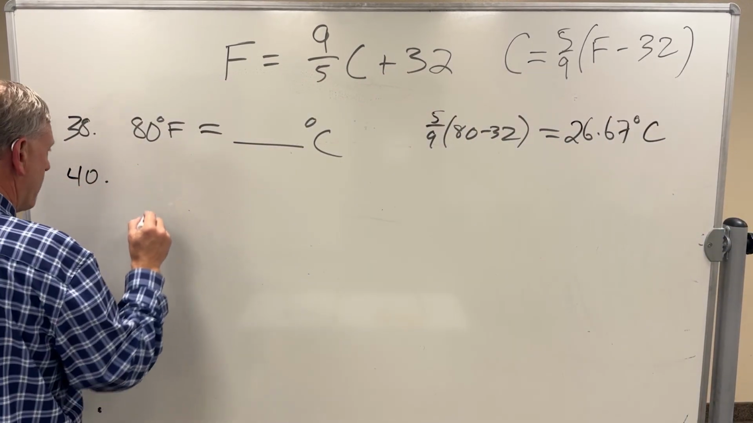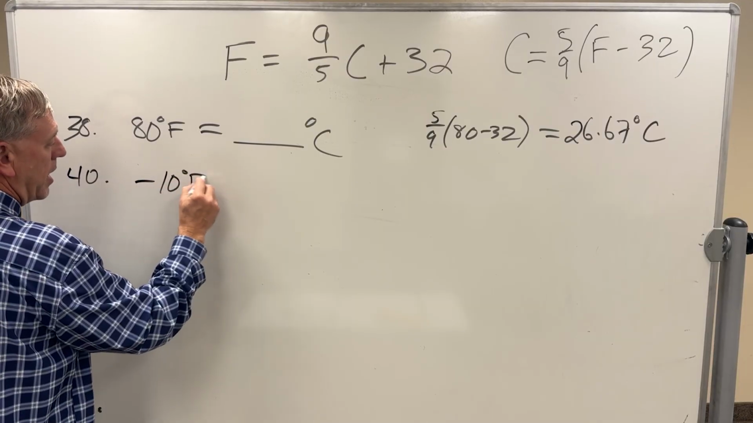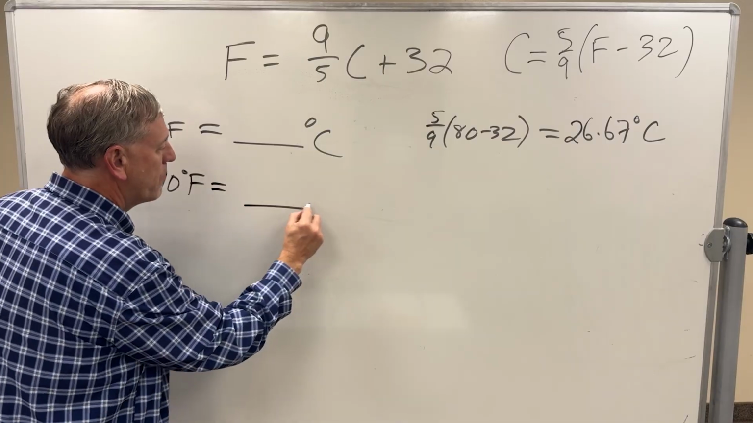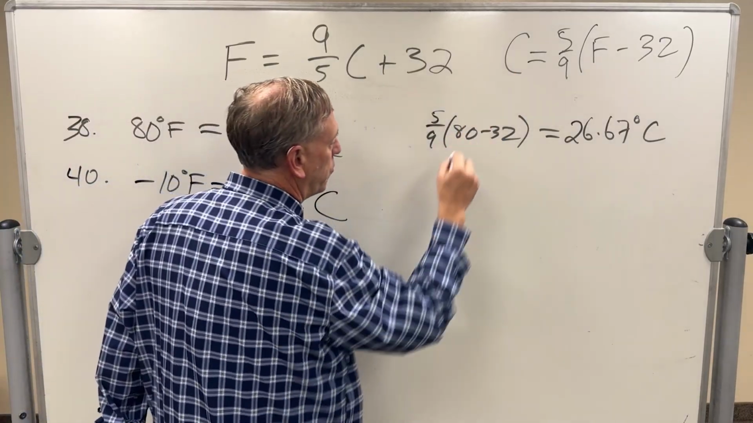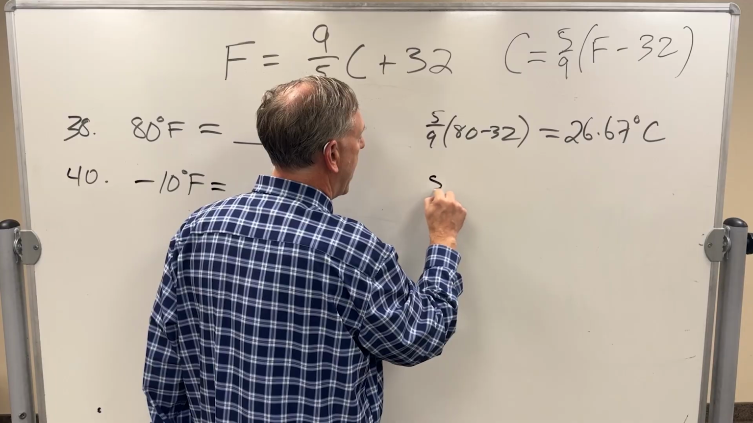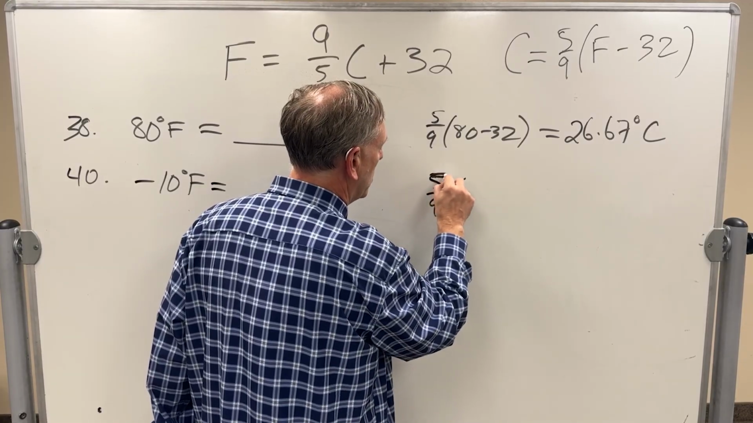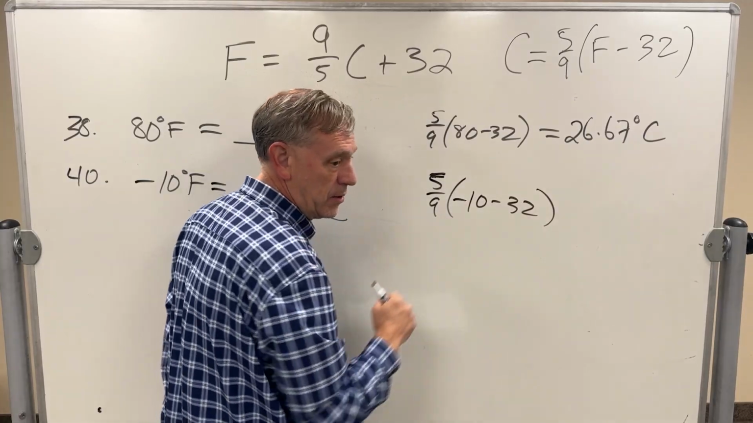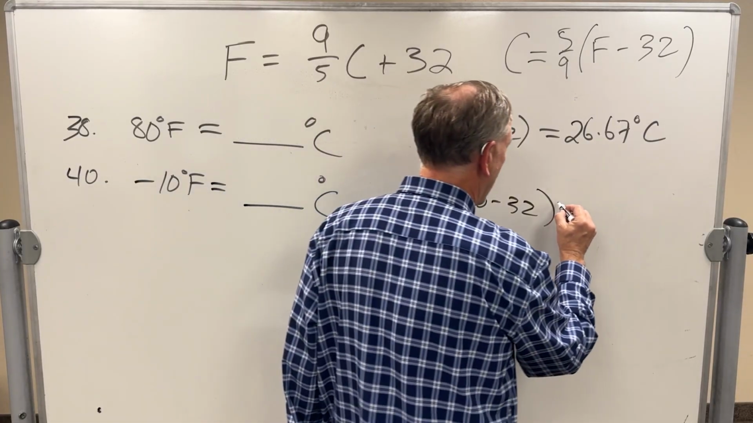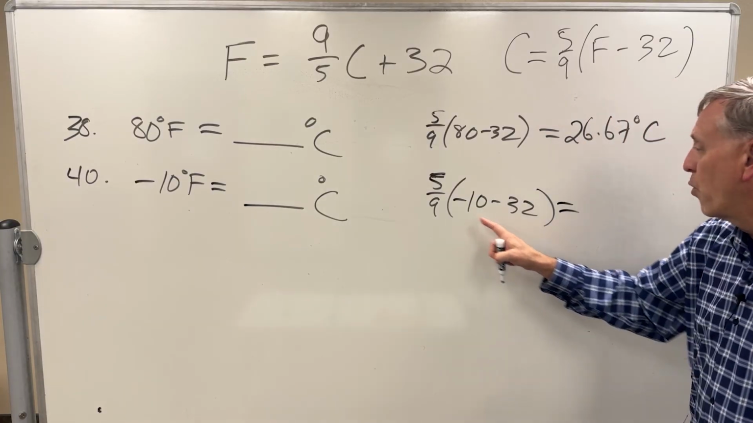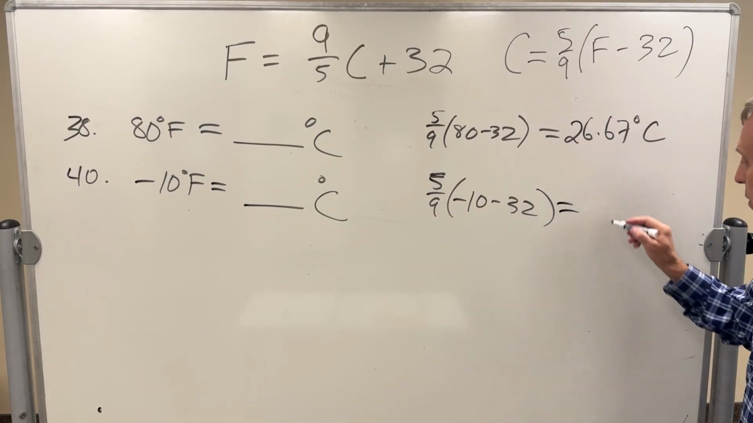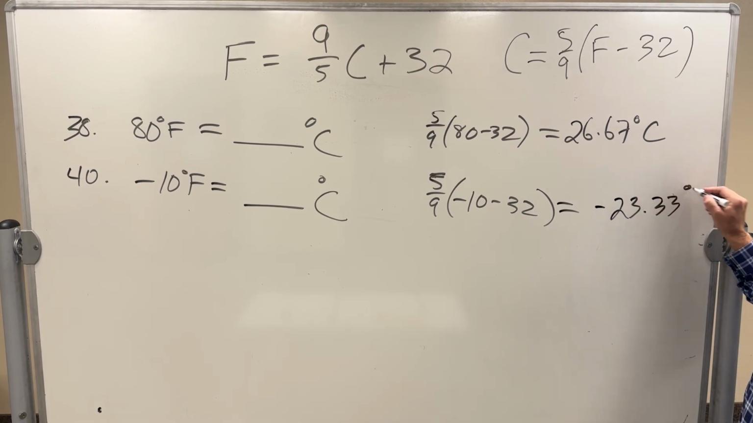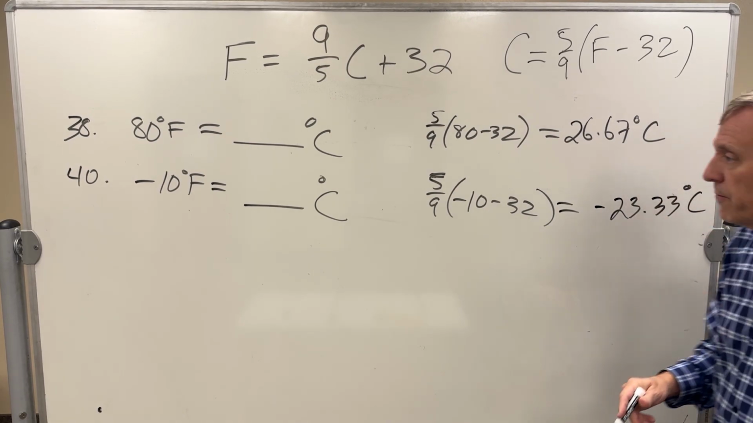And then number 40, similar question. We have minus 10 degrees Fahrenheit. Now you've got to be careful when there's negative signs here, but we're going to convert it to Celsius. And again, we're going to go to this formula. So we'll find that 5 over 9 times minus 10 minus 32. So be careful here. We have two negatives. All right, and so that is minus 42 times 5 over 9, and this will give us minus 23.33 degrees Celsius. Repeating, but that's close enough.